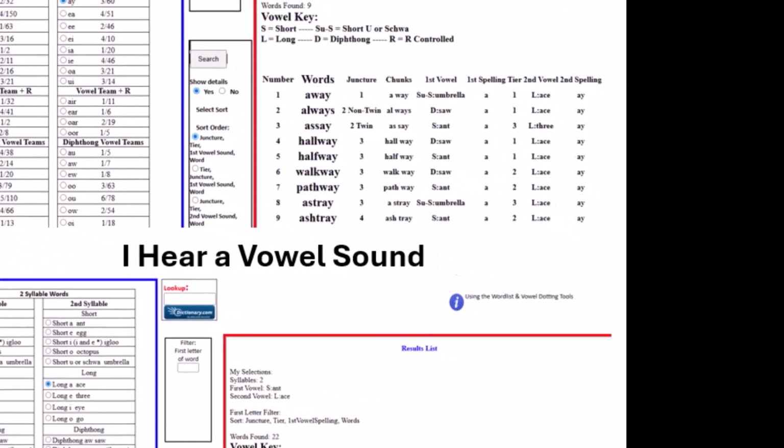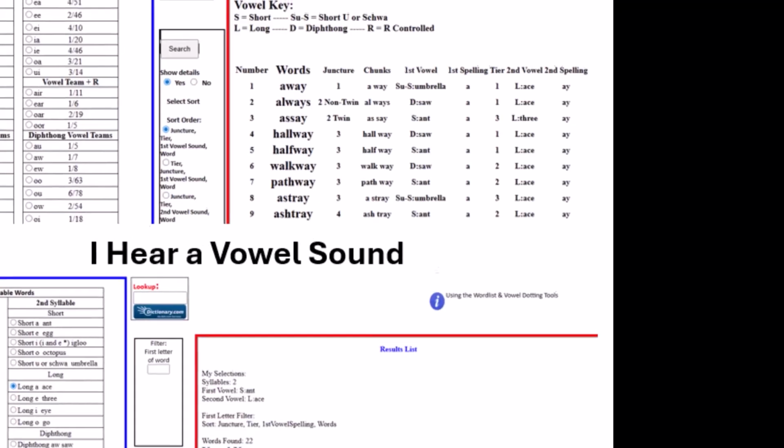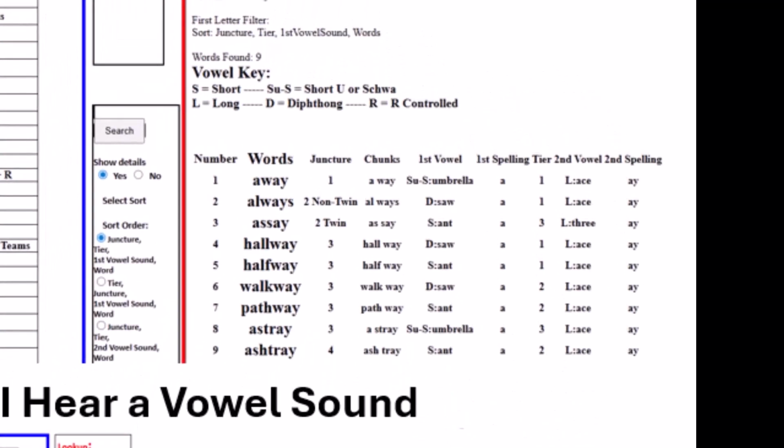The 2-syllable word lists allow you to even be more explicit by identifying syllable junctures, most frequent words, Tier 1, and/or the spelling or vowel sound variability. To prepare the list to copy into the Ladder tool, select No for Show Details.